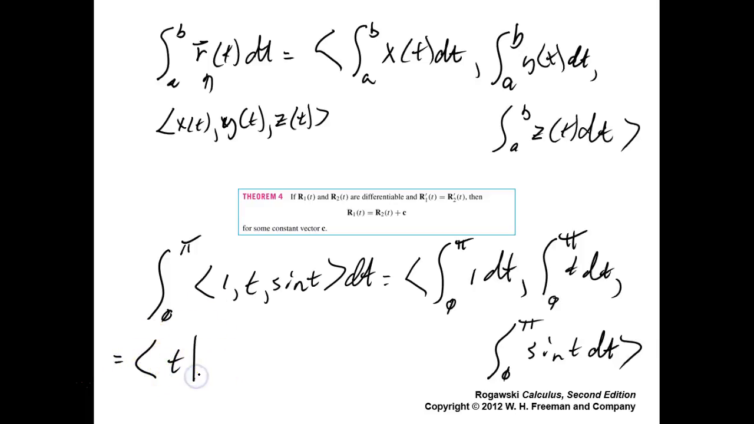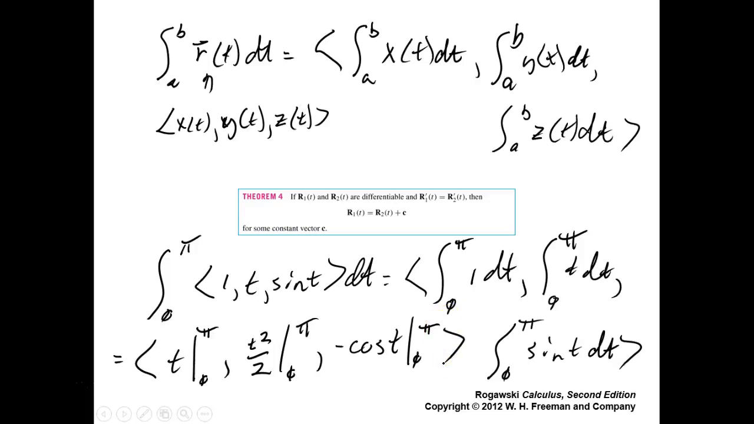This will equal t evaluated from 0 to pi, comma, t squared over 2 evaluated from 0 to pi, comma, negative cosine t evaluated from 0 to pi. Okay, close angle bracket.